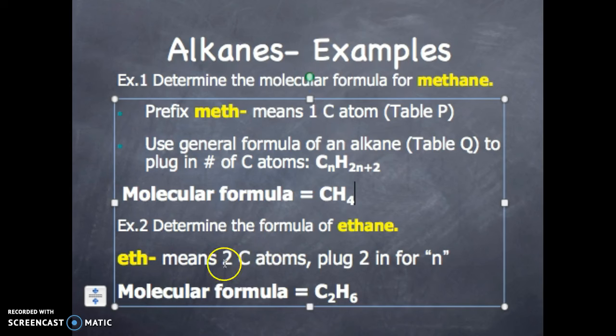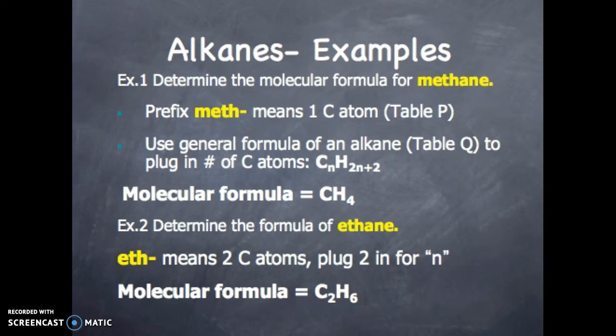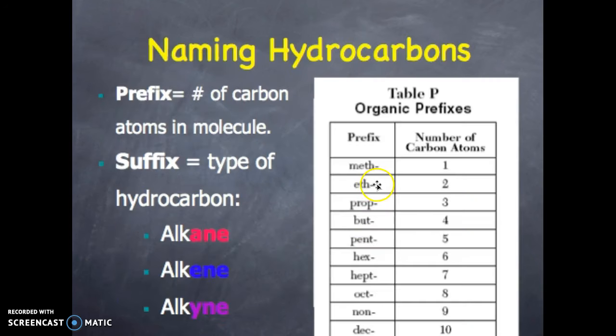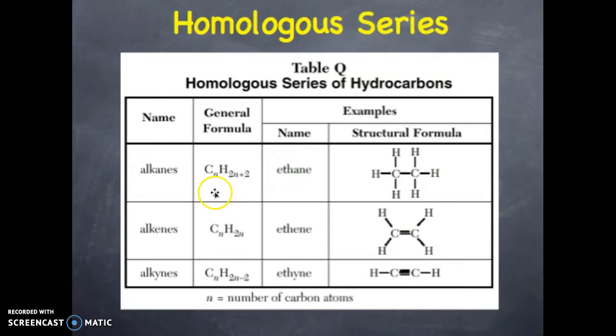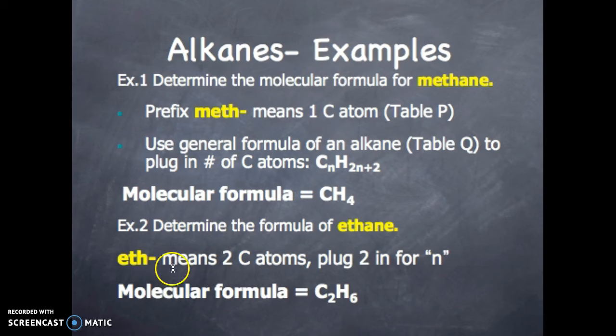Let's look at ethane. Eth on table P means 2 carbons. So eth, you come here, you look, eth is 2 carbons. Now you've got to figure out how many hydrogens based on the general formula. If carbon is 2, that means n is 2. Then for your hydrogens, you're going to do 2 times 2 is 4, plus 2 is 6. So ethane is going to have 2 carbons, 6 hydrogens.